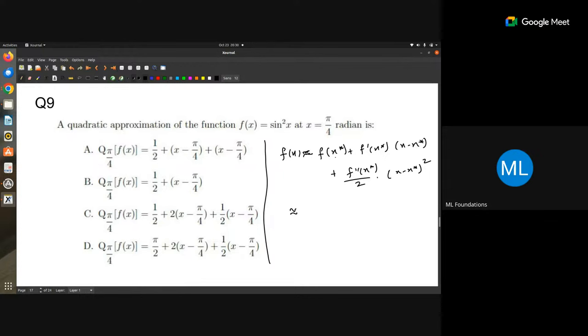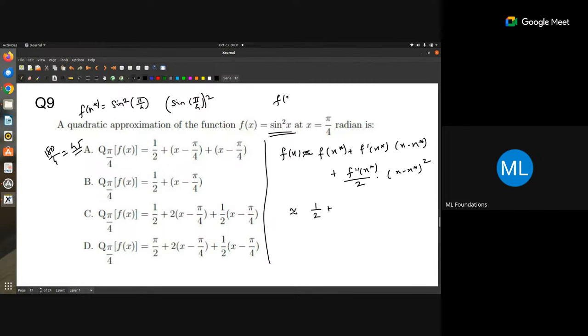So what is f of x star? It is sine square of pi by 4, which is sine of pi by 4 whole square. Pi by 4 is 180 by 4 degrees, which is 45 degrees. Sine 45 is 1 by root 2, and 1 by root 2 square is 1 by 2. That is my f of x star.